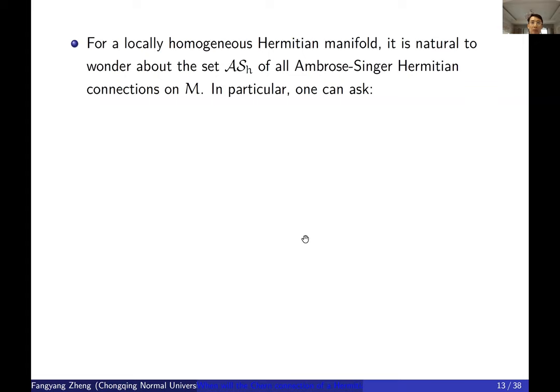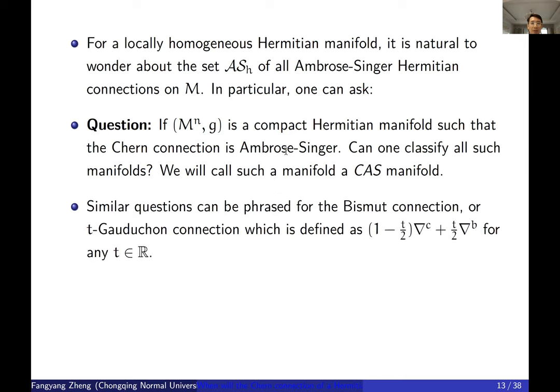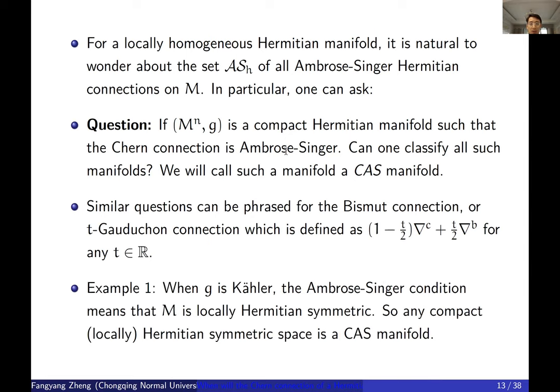Now one can ask, when will this set have a unique point, uniqueness, and things like that. Here we just ask the naive question: when will the Chern connection be Ambrose-Singer? Ni gave it this name, CAS, which means Chern Ambrose-Singer, because it's too long to say. Of course, you can ask the same question for the Bismut connection or the Gauduchon connection, which is the one-parameter family joining Chern and Bismut. So you could have BAS or TGAS. We gave it these acronyms.